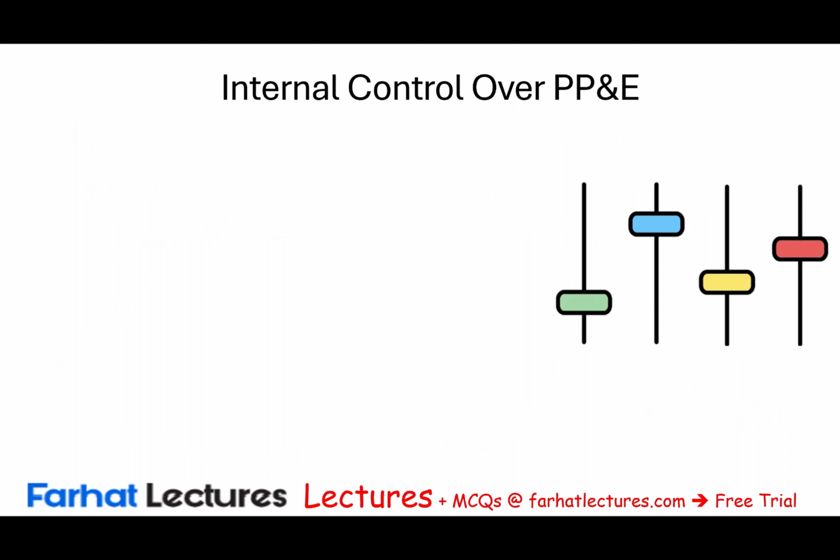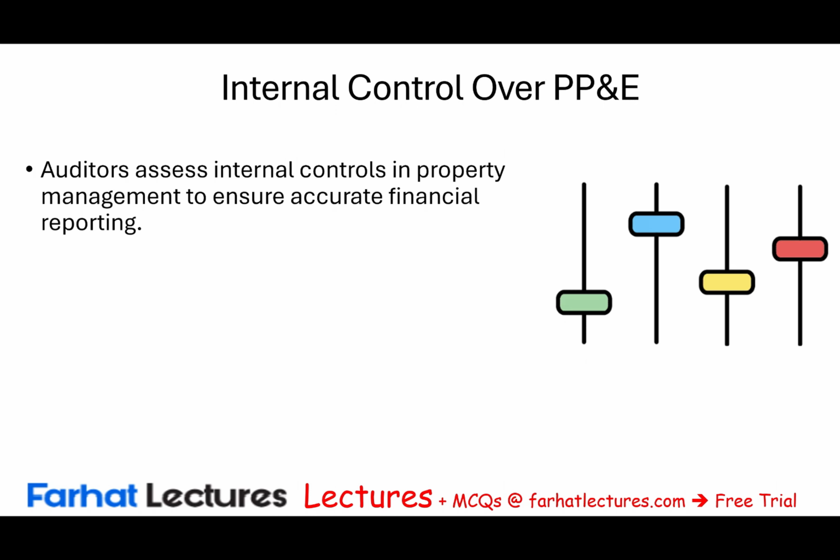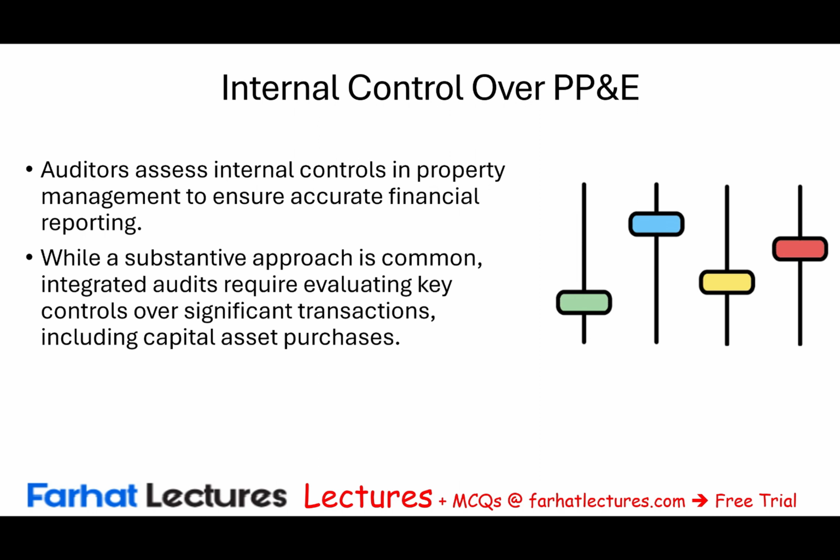Now, as auditors, what do we have to do? We have to assess the internal control of the cycle that we are dealing with to determine whether we should rely or not, and so on and so forth. So now we're going to look at this internal control assessment before we dive into the auditing part. Now, auditors assess internal control to ensure accurate financial reporting, that the company is doing a good job recording those numbers before we start to do our job.